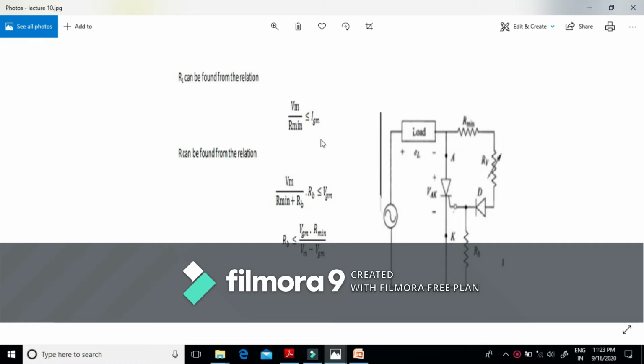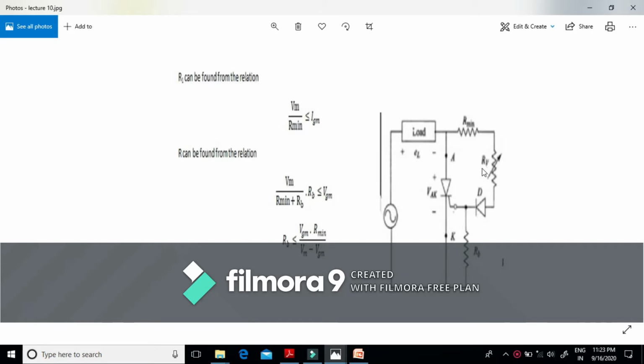In the previous lecture, we have studied resistance triggering, AC resistance triggering. This is the remaining part of that resistance triggering. As we know, this is the general figure of this resistance firing circuit.